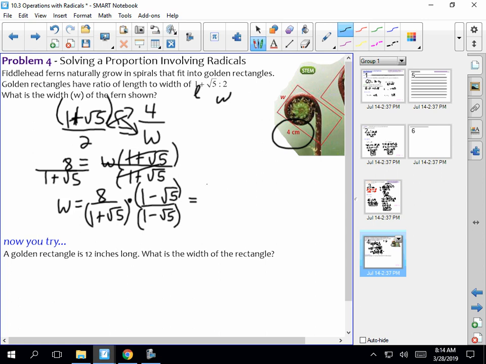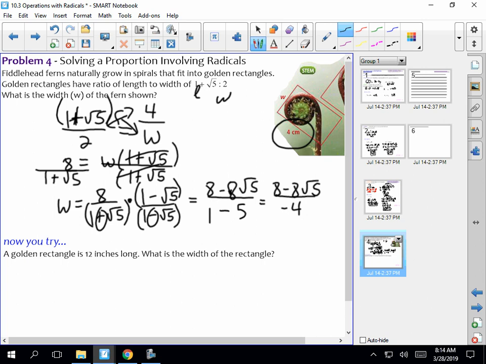So if I distribute the 8, I get 8 minus 8 root 5. And on the bottom, this is a difference of squares special product, and so it will not have a middle term. If you look at just the first terms, 1 times 1 is 1. The middle terms would be root 5 and negative root 5, which will cancel out. And the last terms are root 5 times root 5, which is just 5. And we do have a minus sign in between because of the different signs here and here. So this ends up equaling (8 minus 8 root 5) over negative 4.